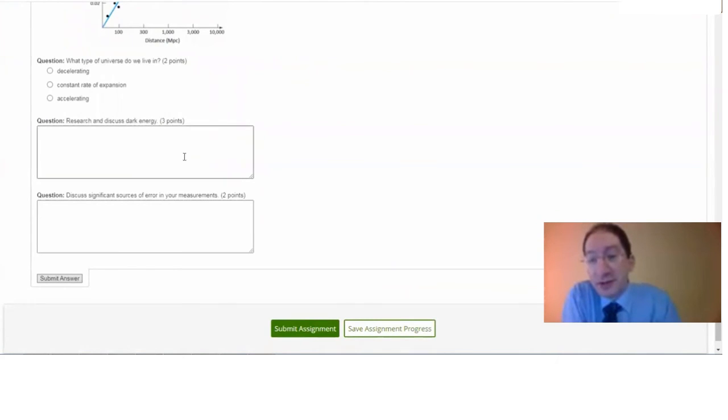Now, the result surprised many scientists, and we don't yet have an explanation for it. We call the explanation dark energy, but we really have no idea what dark energy is. It is that thing that explains these data, basically. Nonetheless, I want you to look it up and discuss dark energy, what little we do know about it. And then in this last question, discuss your significant sources of error. Okay, that's it.